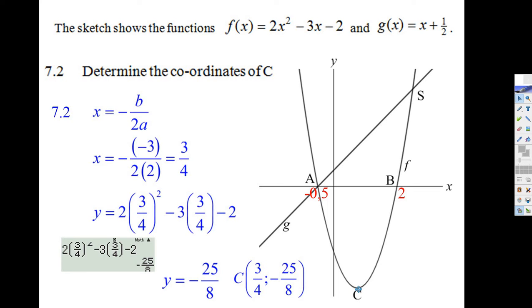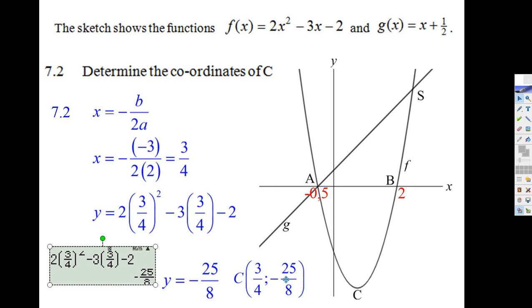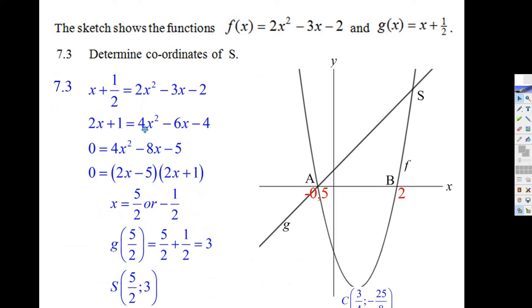This point over here must be 3 over 4. To find the y value, just take 3 over 4 and put it in instead of x. So type it into your calculator. This is a pretty ugly number. So you go 2 times 3 over 4 squared minus 3, instead of x, put 3 over 4, minus 2. And just press equals on your calculator, and you're going to get the answer: minus 25 over 8. So it's a pretty ugly turning point, but its x-coordinate is 3/4, and its y-coordinate is minus 25 over 8. And that's it.